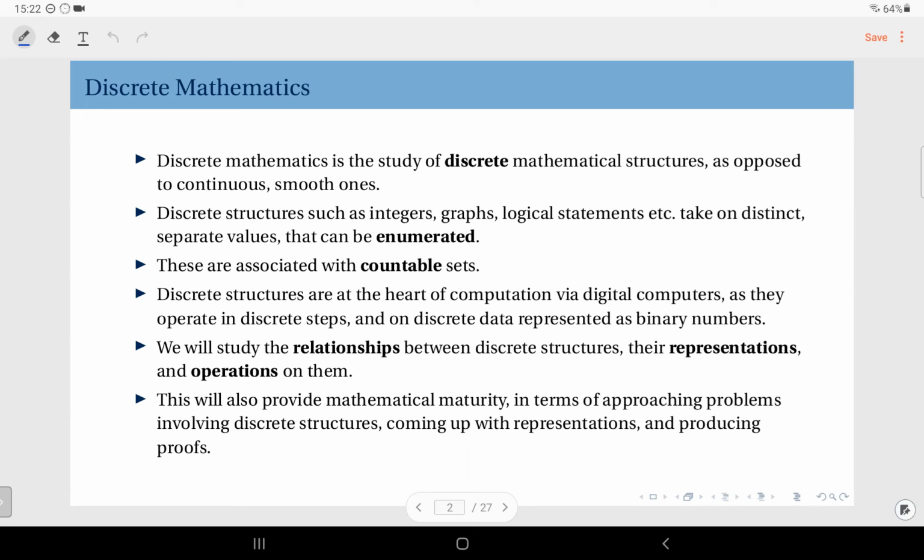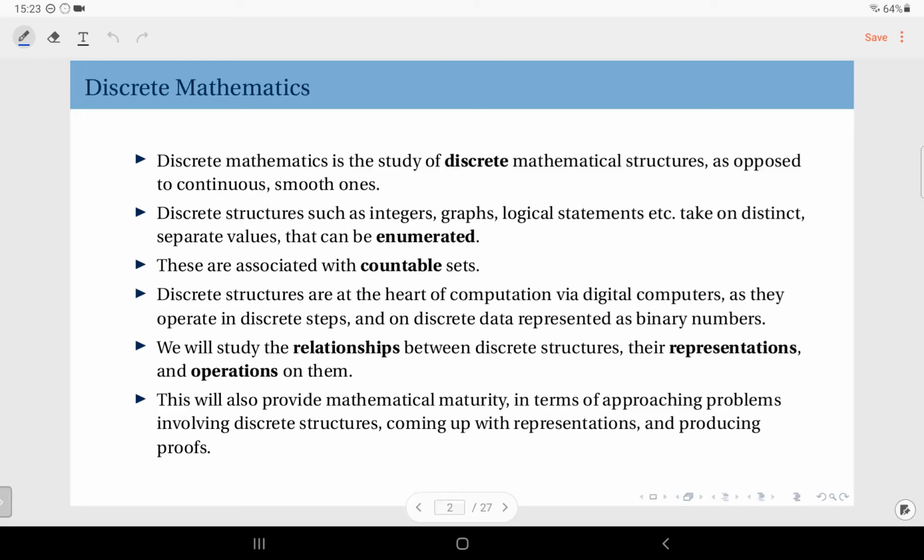Now, why are these important? Obviously, if you're a mathematician, it's important because it's mathematics. Apart from that, say you are an engineer, especially if you are studying computer science, computer engineering, electrical engineering, informatics or a related field. Why are we interested in discrete structures? Because they are at the heart of computation, right? They give us a mathematical tool to represent computation, because obviously we do computation via digital computers, and those operate in discrete steps and on discrete data, because that data is represented as binary numbers, right?